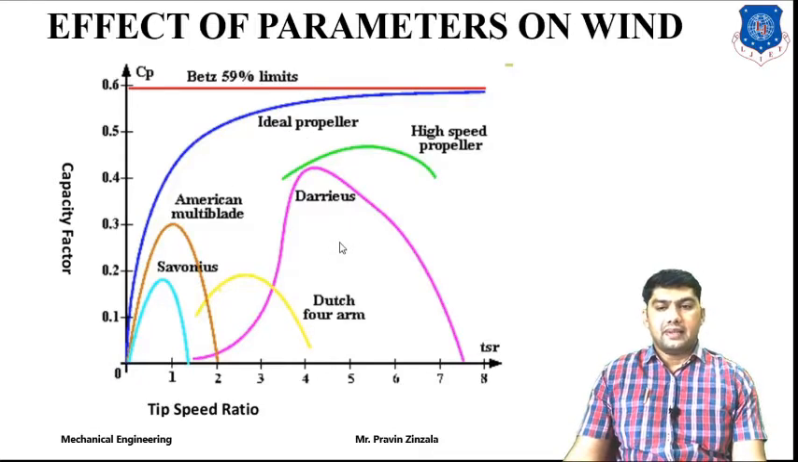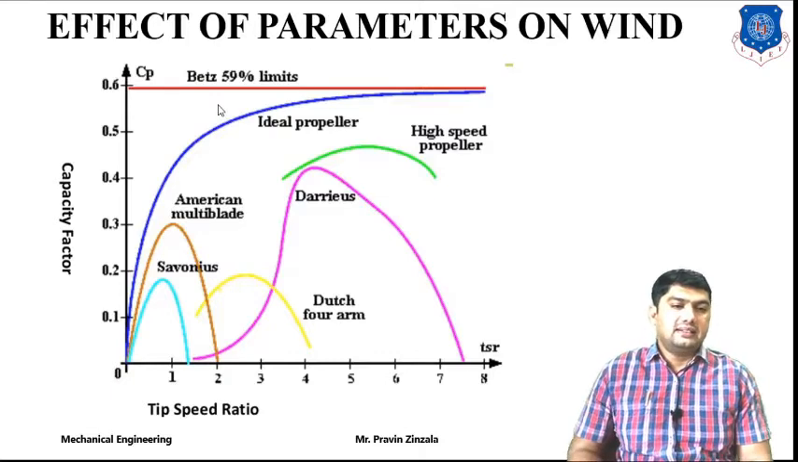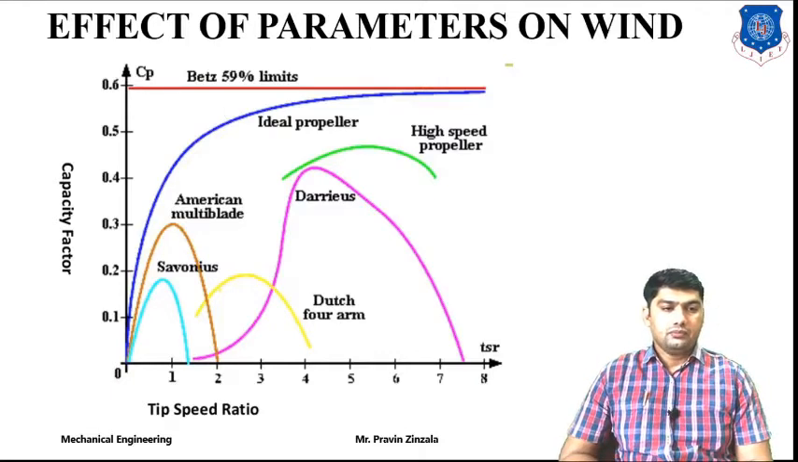For example, this is the graph of the Savonius type. This is the graph of the Dutch type, a horizontal axis wind turbine. This is the American multi-blade type. This graph is the Darrieus type of wind turbine. This graph is the high speed propeller type, which has a high tip speed ratio and high capacity factor. This is the ideal propeller type windmill. And this is the Betz limit, meaning 59.3% efficiency. We also derive the equation for the Betz limit, the maximum efficiency of a wind turbine.